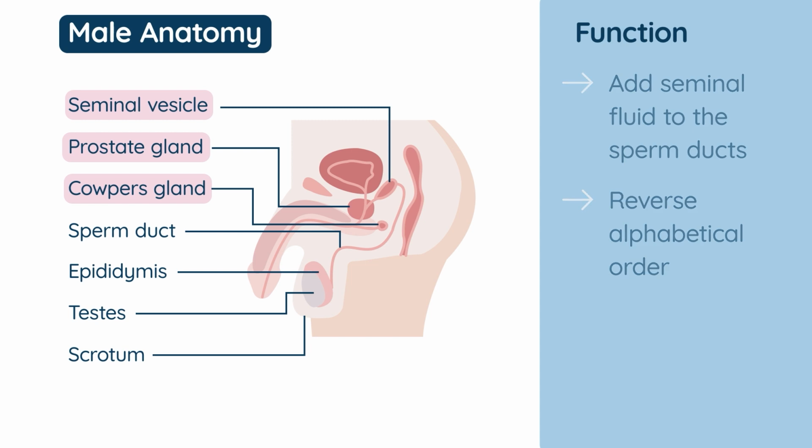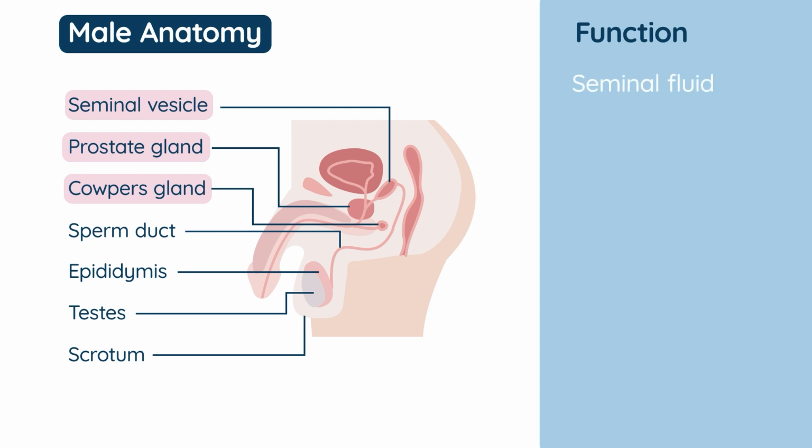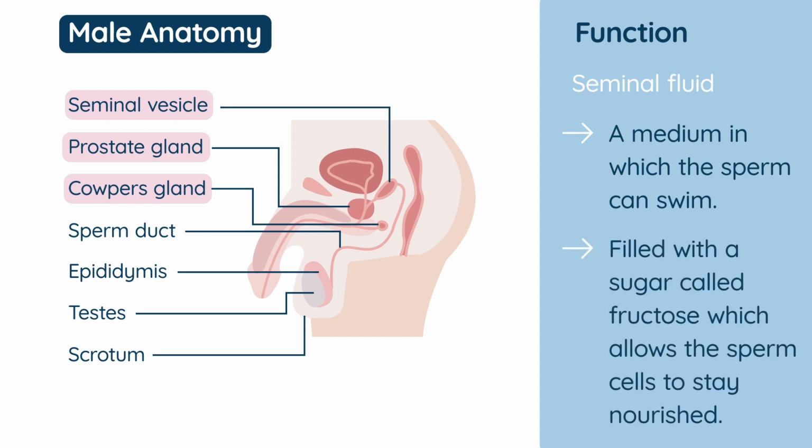Now, what does seminal fluid do? It has a couple of jobs. One is it gives a medium in which the sperm can swim. Also, it's filled with a sugar called fructose, which allows the sperm cells to stay nourished in order to be motile or to have movement.